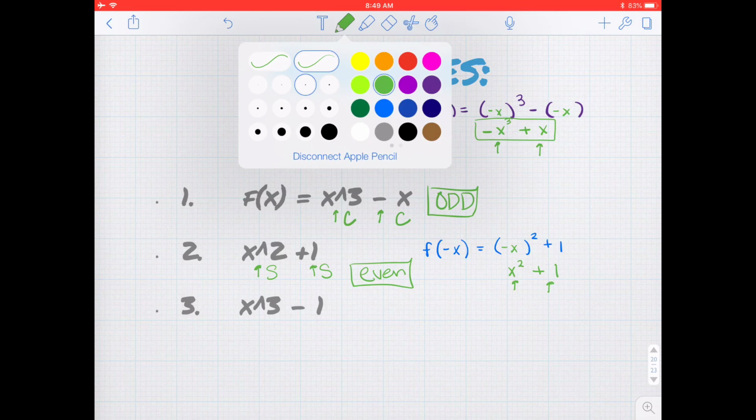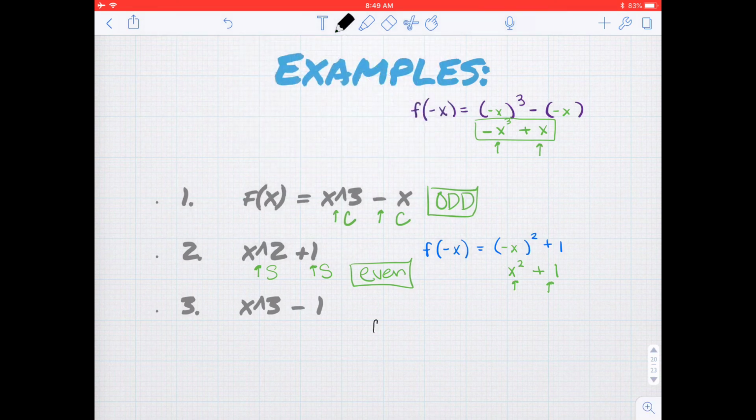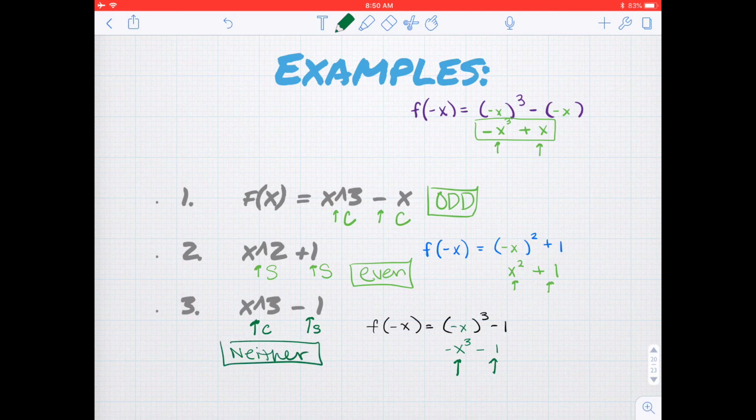And now my very last example, I'm going to evaluate again at negative x, and I have x to the third minus 1. And in for x, I'm plugging in negative x. So that's going to give me negative x cubed minus 1. I started out positive, I ended as negative, so that changed. I started out as negative, I ended as negative, so that's the same. Since I have a combination of some things changing and the others not, this would be neither even nor odd.